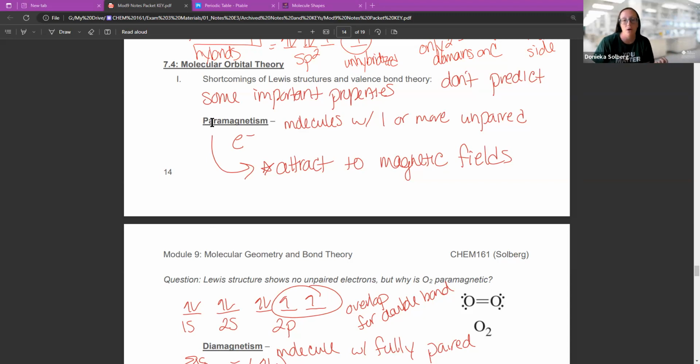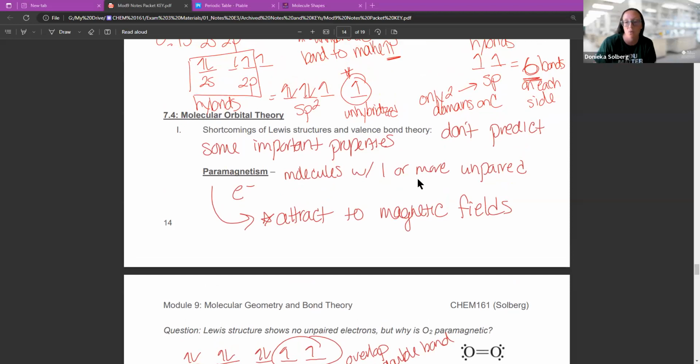So first of all, what are these? Paramagnetism is when molecules have one or more unpaired electrons, so that would mean they have an orbital that only has one electron in it. And if you have those, they tend to attract to magnetic fields. So they're kind of like magnetic, right?